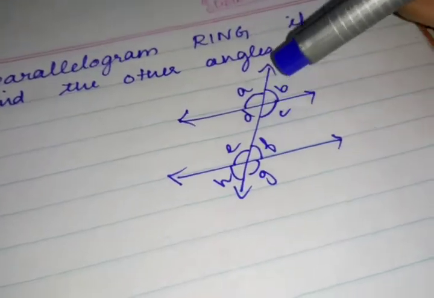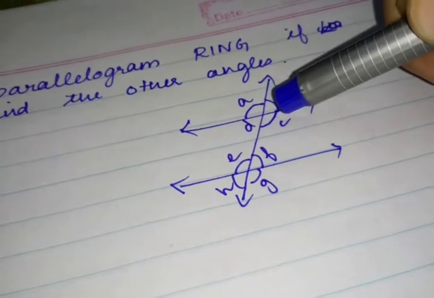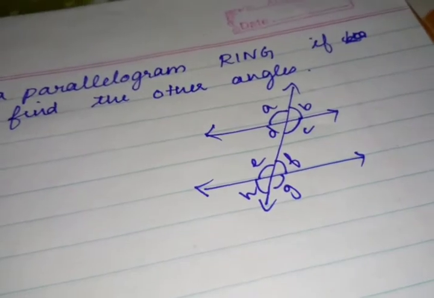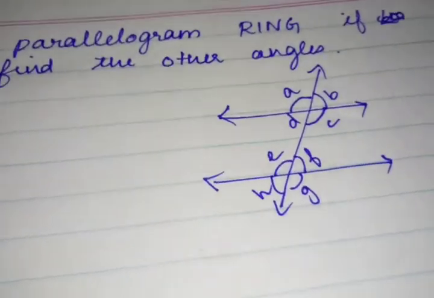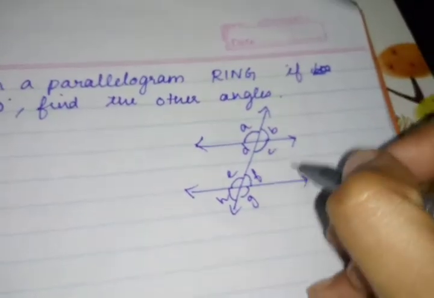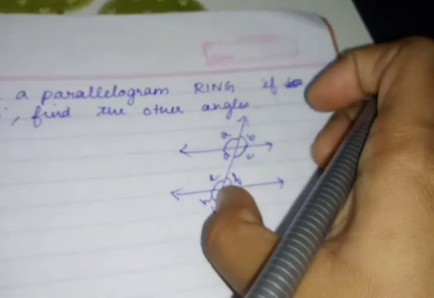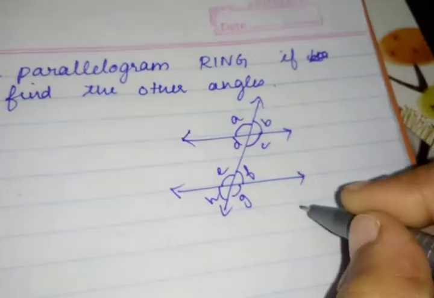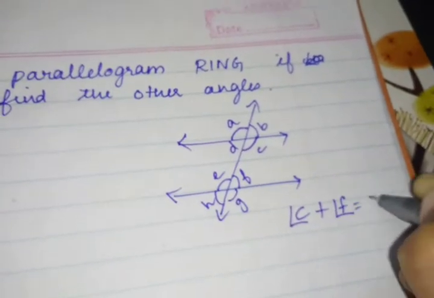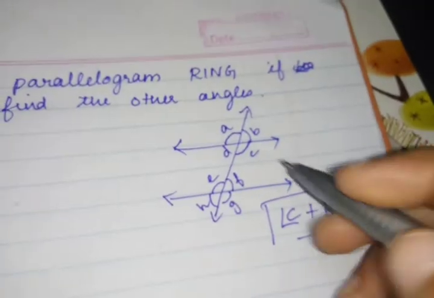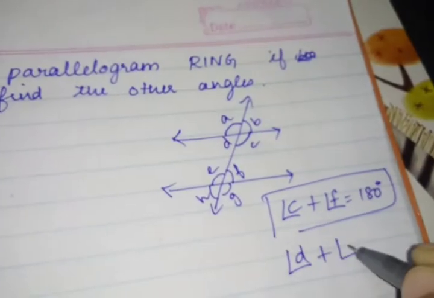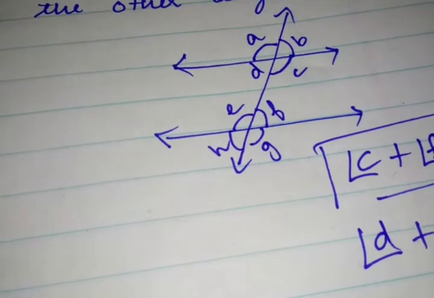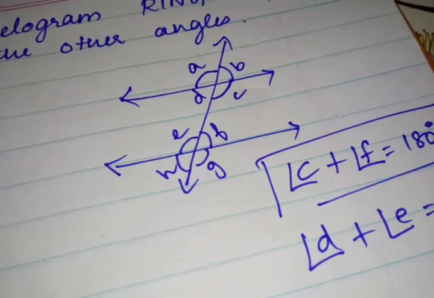But in interior, F and G are a linear pair, like that you can say. F plus G is equal to 180. That property you have learned. Because interior angles lie on the same side of the transversal, C and F lie on the same side of the transversal. So angle C plus angle F is equal to 180 degrees. So this is one rule. Then angle D plus angle E is equal to 180 because these two angles lie on the same side of the transversal. This is one rule.